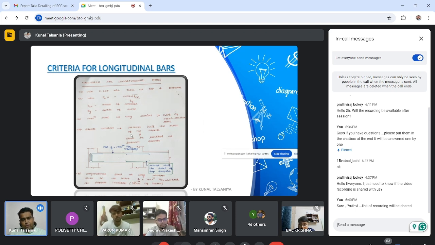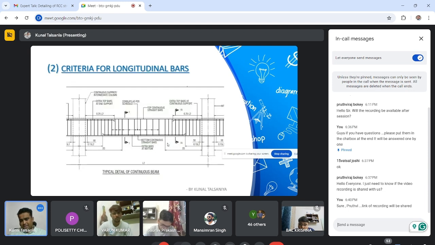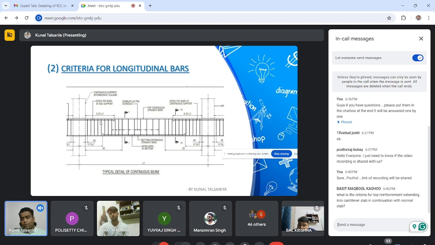Fourth criteria, support location: at least half the steel of top support shall be provided at bottom of support. What it means? Suppose at top I need 2000 mm square area in this support. I have to provide 2000 divided by 2, means 1000 mm square area at bottom. Though your software or manual design will not show this reinforcement, as per ductility requirement you have to provide half steel at bottom.